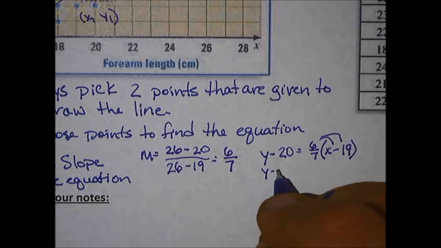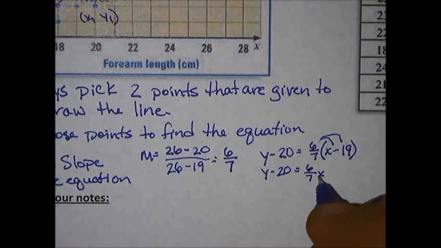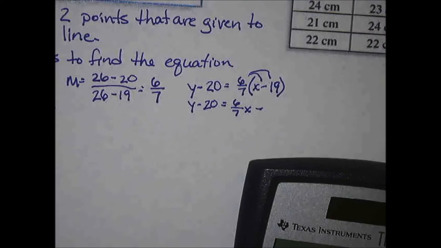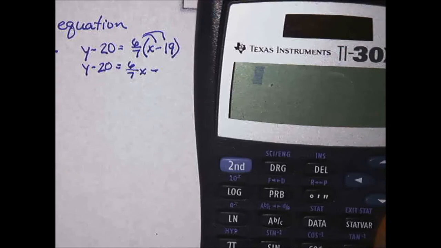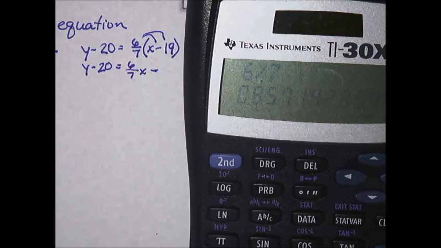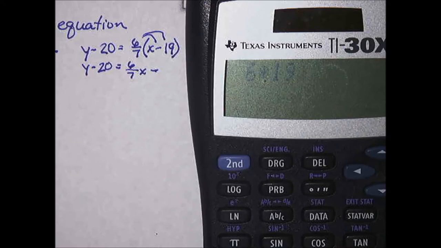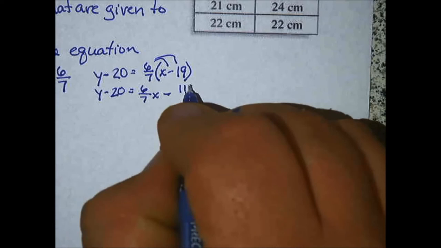I'm going to start off by distributing: y minus 20 equals 6/7 x minus, and I'm going to leave this in improper fraction form. I think it'll be easier. But I am going to grab a calculator. All right. So let's see, what do we need? I need 6/7. So I'll go 6 divided by 7 and hit enter. That'll give me an ugly decimal. Or no, I don't want to do that. Sorry. I wanted to stay in improper fraction form. So I'm going to go 6 times 19, and that's 114. And so I have 114 over 7.